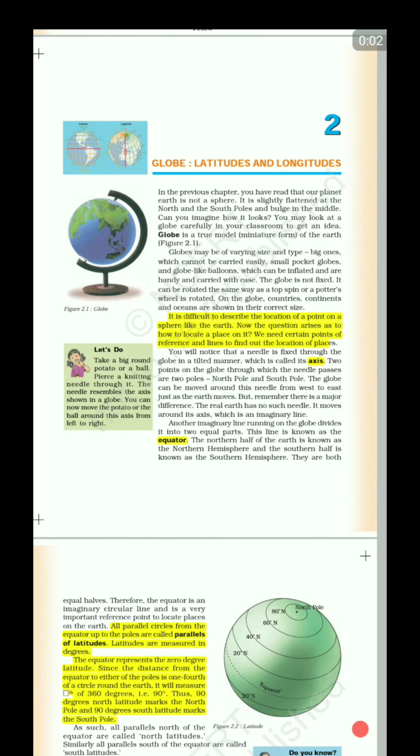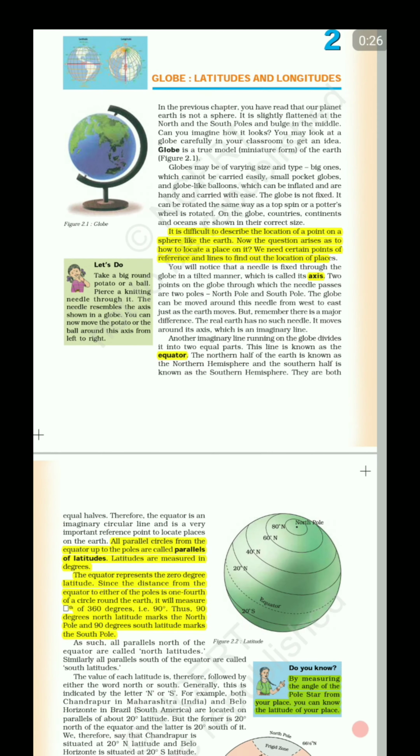Now let's move to the second chapter, that is latitudes and longitudes. Now it is difficult to describe the location of a point on a sphere like the Earth. Now the question arises as to how to locate a place on it. We need a certain system, right? Now the system developed is a set of standards.